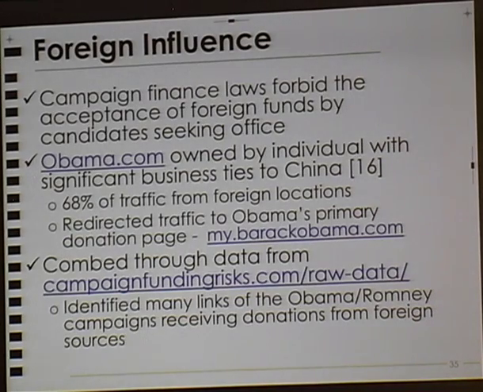Their report went into considerable detail about Obama.com, a website owned by an Obama bundler named Robert Roach with significant business ties to China. His website generated about 68% of his traffic from foreign locations, and in 2012, it began redirecting its users to the Obama campaign donation page at my.barackobama.com. After the GAI report came out, in September 2012, Obama.com was modified to redirect its users to the Obama campaign's primary website. After the 2012 election, Obama.com is no longer pointing to any location, but is now pointing to Organizing for Action's website.